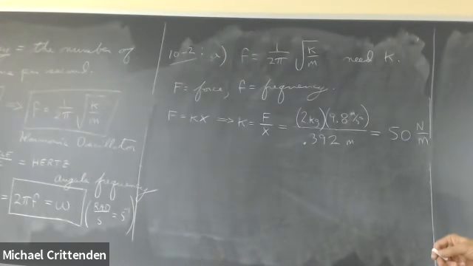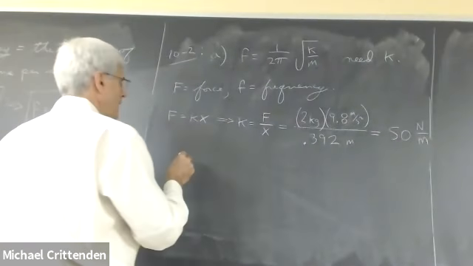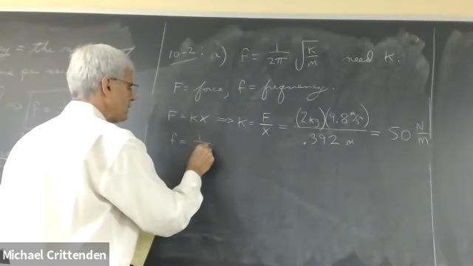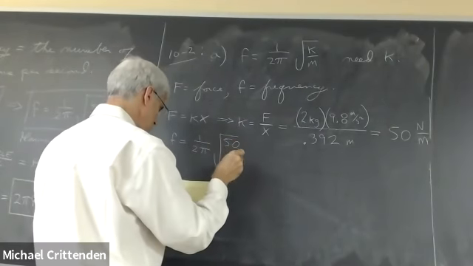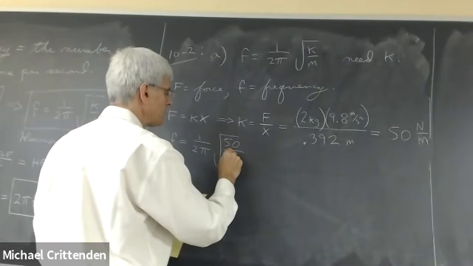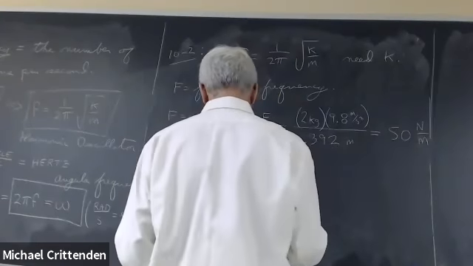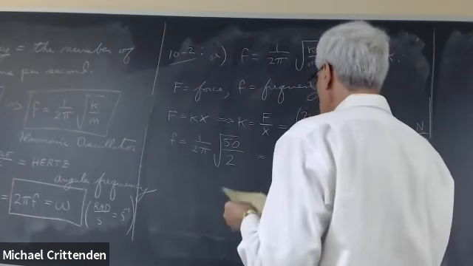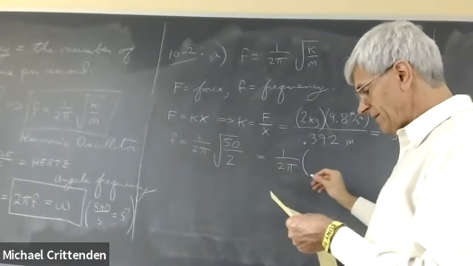And what do you know? It just happens to come out an even number. When I wrote the question, I was in the mood to have an even number for the stiffness constant. So now that I know that, little f, the frequency, is 1 over 2 pi times the square root of 50 newtons per meter divided by the 2 kilograms. Fifty divided by 2 is 25. The square root of 25 is 5.